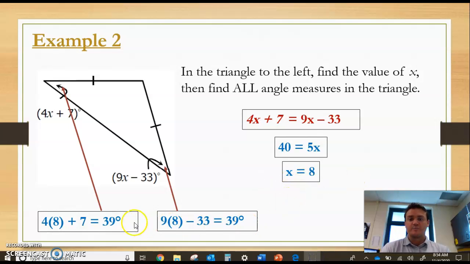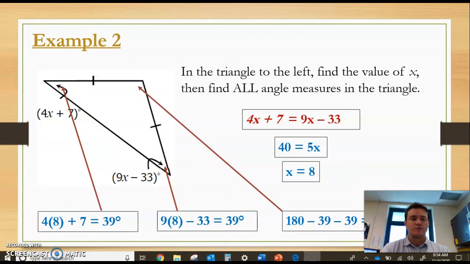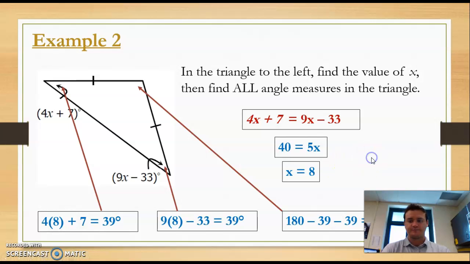So with both of these angles being 39, if we want to figure out the last angle in a triangle, we just do 180 minus the two angles that we know. So 180 minus 39 should get you the remaining angle, which should be 102. All right, and then the last example we're going to take a look at.